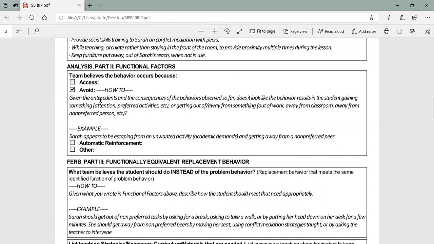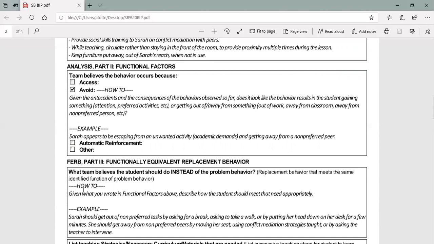So she's trying to get out of work. How's she going to get out of work? I can't say she should do her work because that wouldn't get her out of work. So this is where I see people run into the most trouble on this form. So just make sure whatever behavior you have here, it meets the need that you listed here.